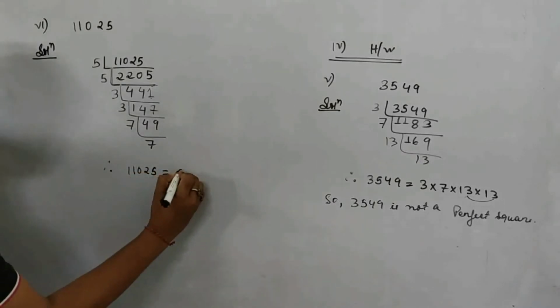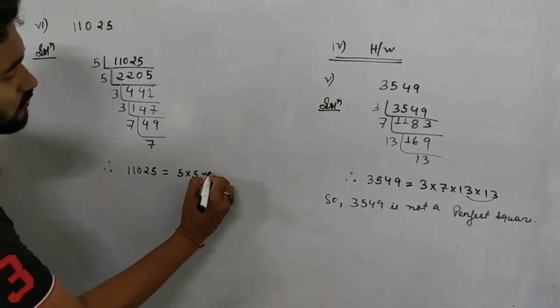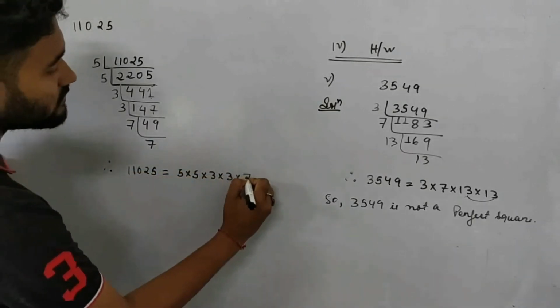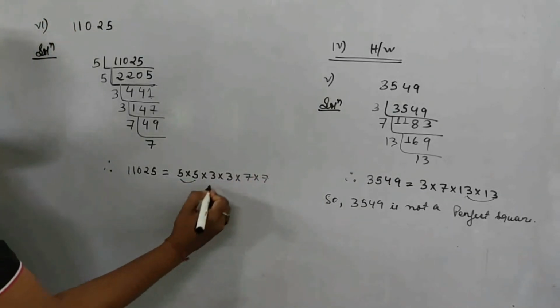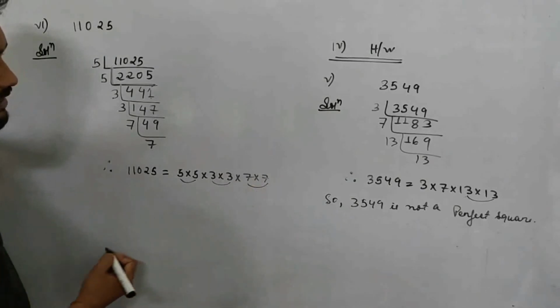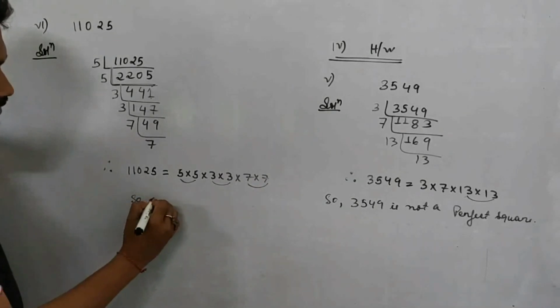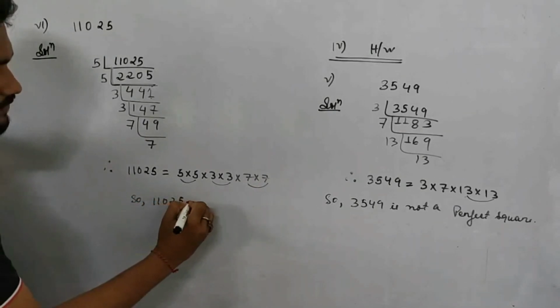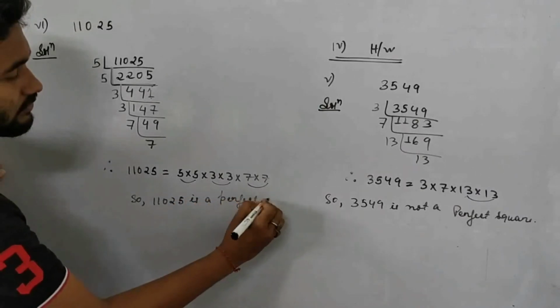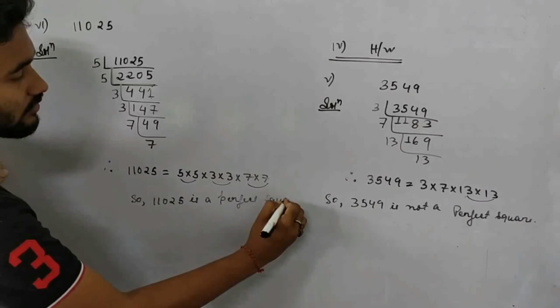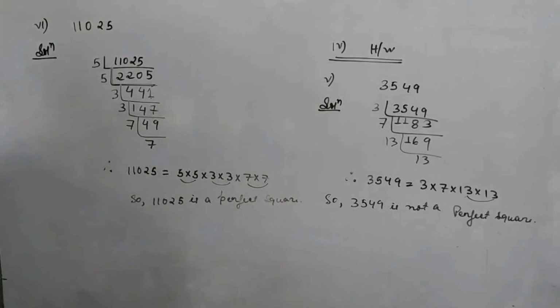So therefore, 11025 will be equal to what? 5 into 5 into 3 into 3 into 7 into 7. So pair of 5, pair of 3, pair of 7. So 11025 is a perfect square. Done.